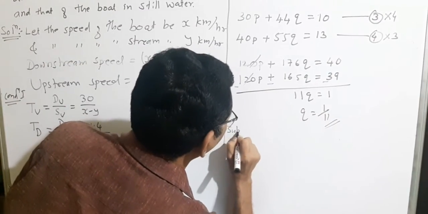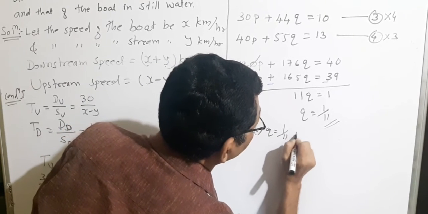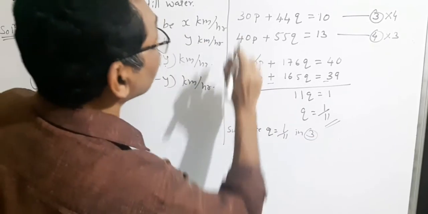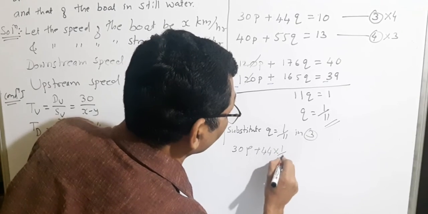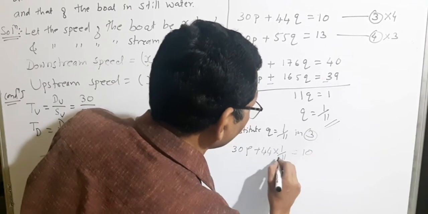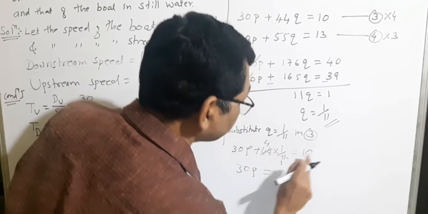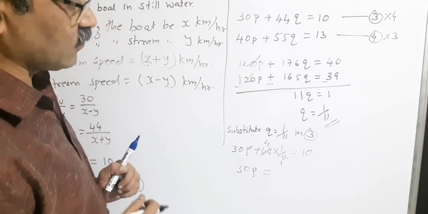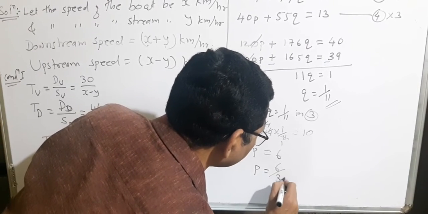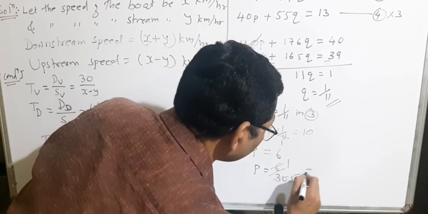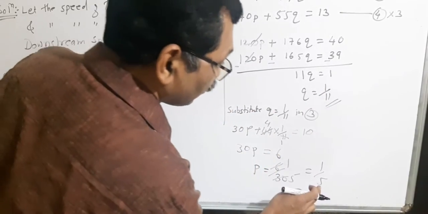So substitute q is equal to 1 upon 11 in 3. What will you get? 30p plus 44 into 1 upon 11 is equal to 10. So 44 upon 11 is 4, so 30p is equal to 10 minus 4, which is 6. And therefore p is equal to 6 upon 30, which is equal to 1 upon 5. So we got q is equal to 1 upon 11 and p is equal to 1 upon 5.